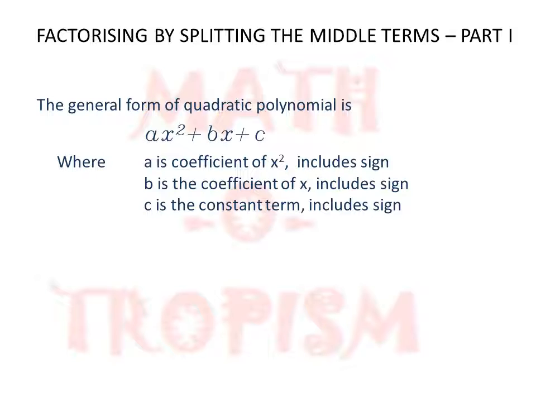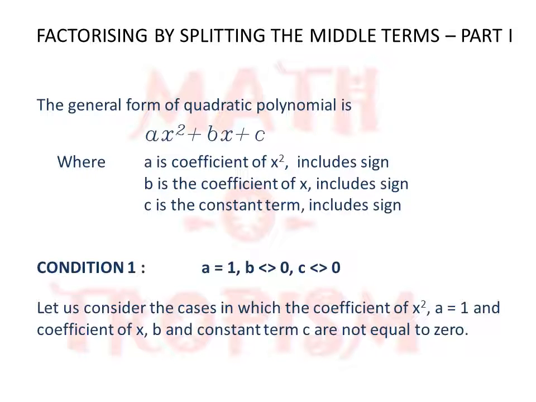So what is my condition which I am assuming for this video? a is equal to 1. That means all the equations which I am going to factorize will start with just x square. There will be no coefficient next to it. So it means that a is equal to 1. So let us see how to factorize them.